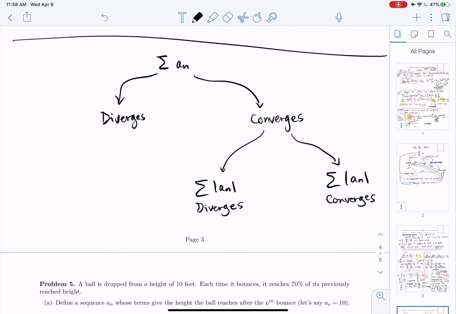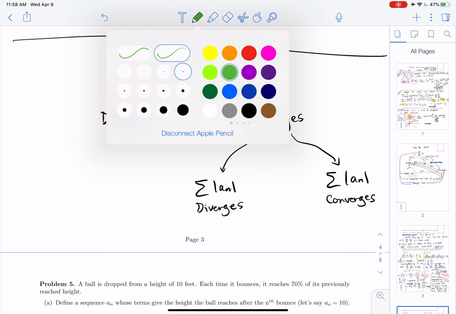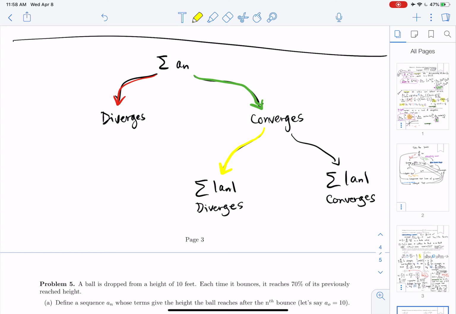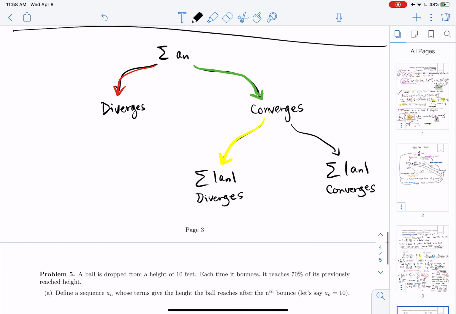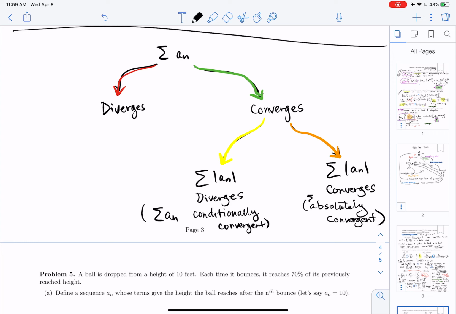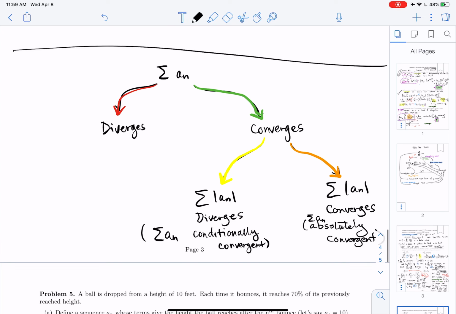And if you are along this path, you just say it diverges. If you are along this path of converging, then you either converge but your absolute value series diverges, in which case your original series is called conditionally convergent. It only converges without the absolute value bars. Or you're in this other case where your absolute value series also converges, and this is the nicest possible setting, where the original series is called absolutely convergent. Okay, so hopefully you see that flow chart. Let's go back up.